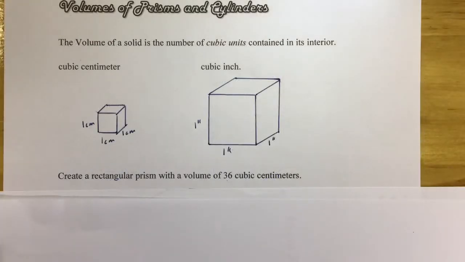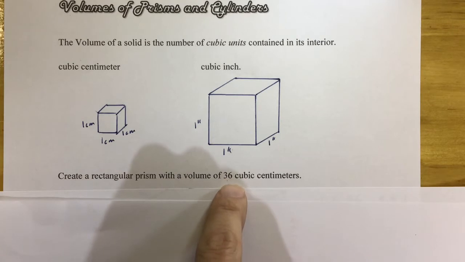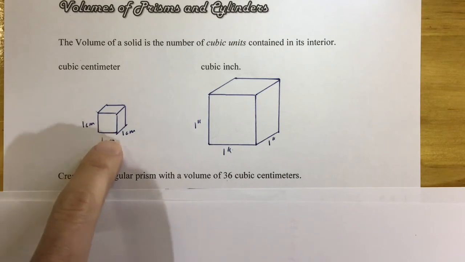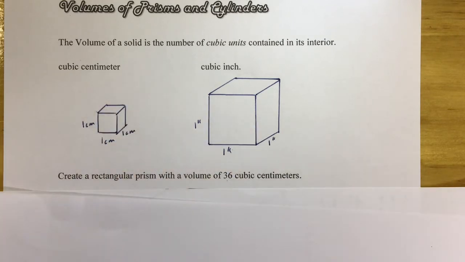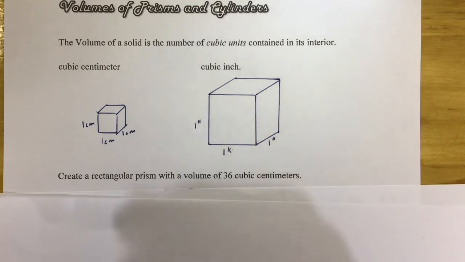For this next part, what I want you to do is create a rectangular prism that has a volume of 36 cubic centimeters. In other words, you're going to be creating a box that can contain exactly 36 of these cubes. To do this, I'm relying on the assumption that you know how to calculate the volume of a rectangular prism. If you don't, then you can skip ahead and look at what I do. But I think what would be really worth it here is for you to give this a shot first and see what you come up with.